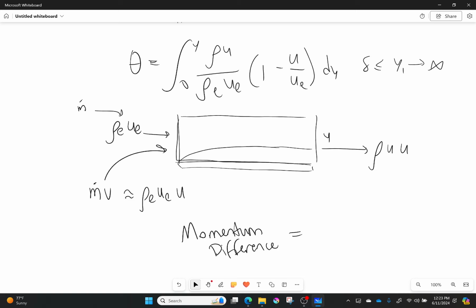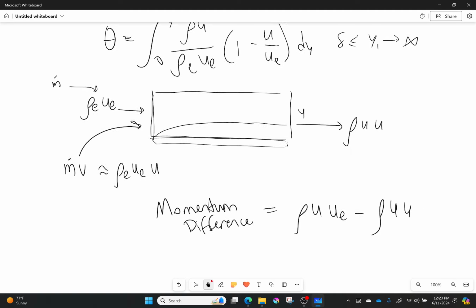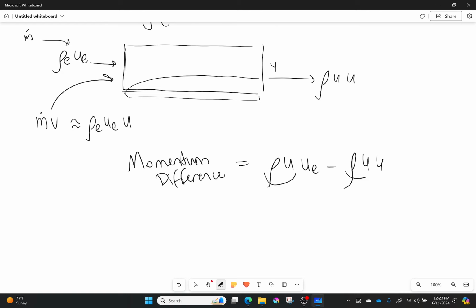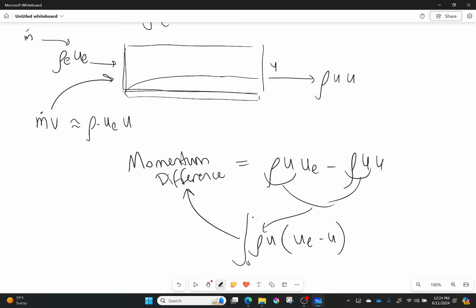That's going to be equal to rho u ue minus rho u u. Okay, both of these have these terms in common. And so I'm going to pull them out. And so that becomes rho u times ue minus u. Okay, so this is the momentum difference from one side to the other. As long as I integrate it, because we're supposed to integrate it.